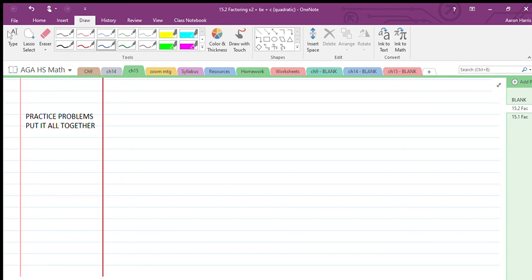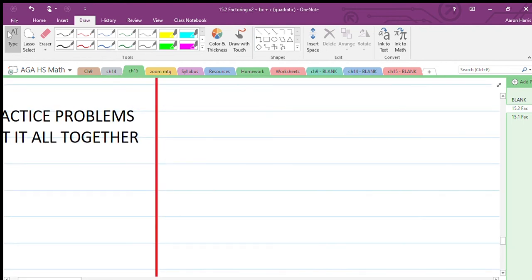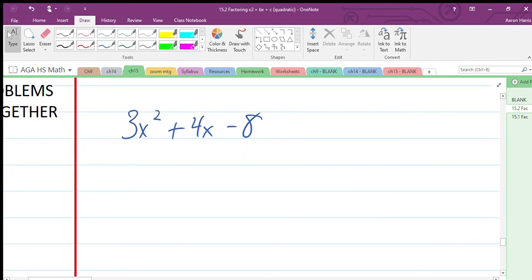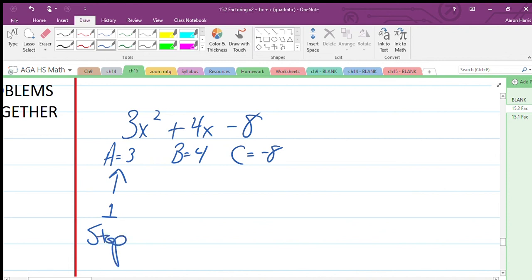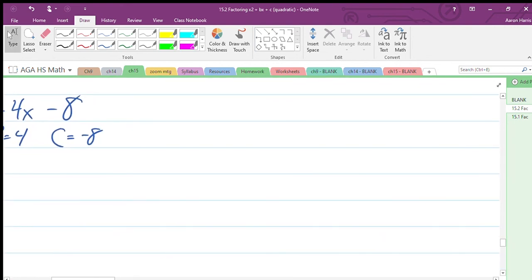Practice problems, put it all together. So I'm going to do one of them, but let's just ask this simple problem. What if I had 3x squared plus 4x minus 8? Can we factor it the way we've been doing? Well, this says a is equal to 3, b is equal to 4, c is equal to negative 8. A is not what? 1. Since a is not 1, we need to stop. We can't do it this way. There is a way of doing it, but we will not do it this way. So I just want to make sure you understand that.